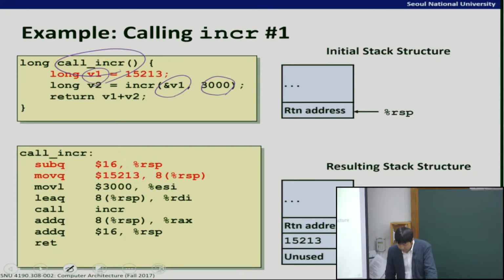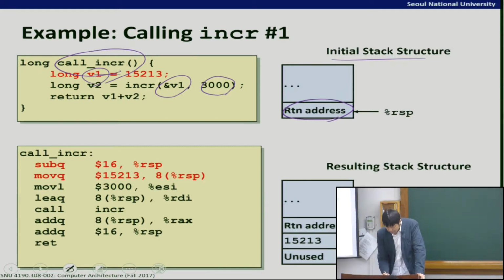So here, this one is the initial stack structure. Currently this one points to the return address of the call incr caller, the return address for when this call incr is returning. Okay, so this is the return address for this call incr function, and this is translated into this assembly code.